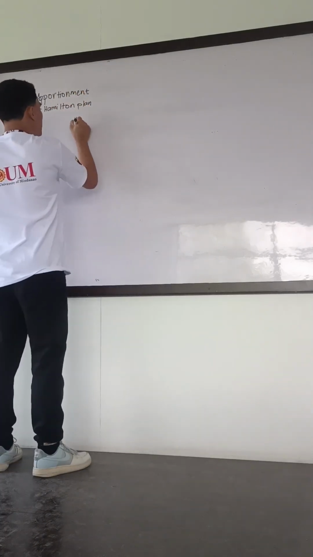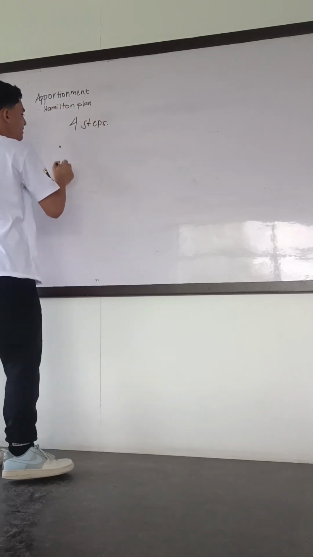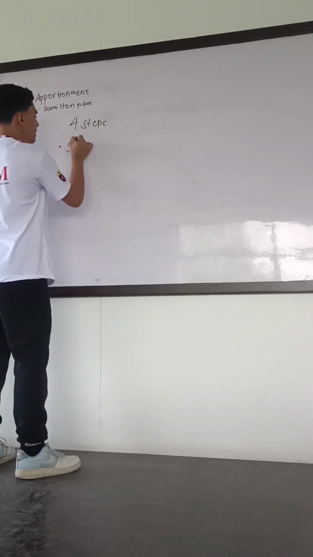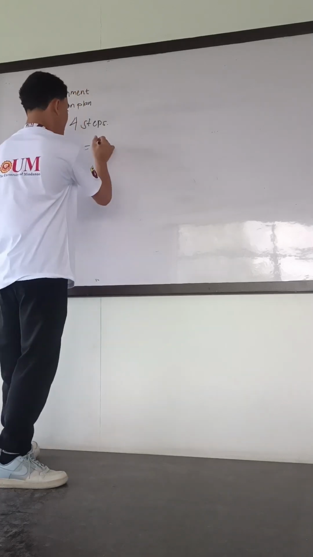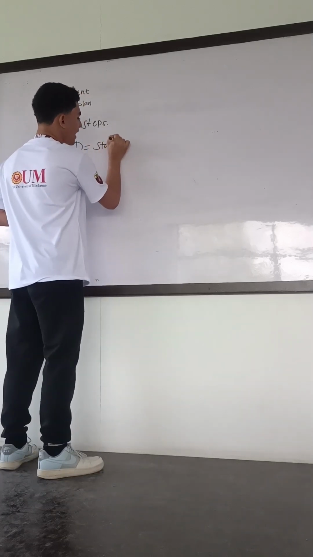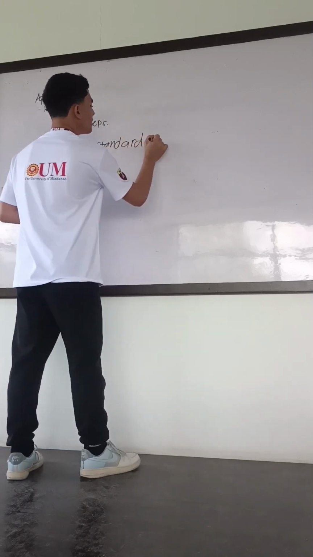With the use of the Hamilton method, we must follow four basic steps. So, four steps. First, we must calculate the ST, or what they call the standard divisor. Again, ST stands for standard divisor.